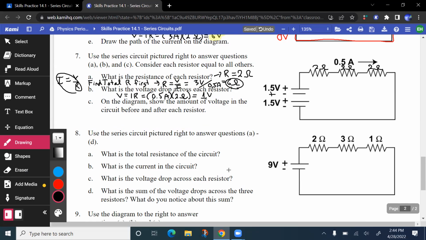Okay, on the diagram, show the amount of voltage in the circuit before and after each resistor. Well, this is what we've been doing. 1.5 plus 1.5 would mean 3 volts before the first resistor, right here. After the first resistor, you've dropped 1 volt. So we're going to drop 1 volt each time. So 1 volt, 1 volt, and 1 volt of potential drop each time.